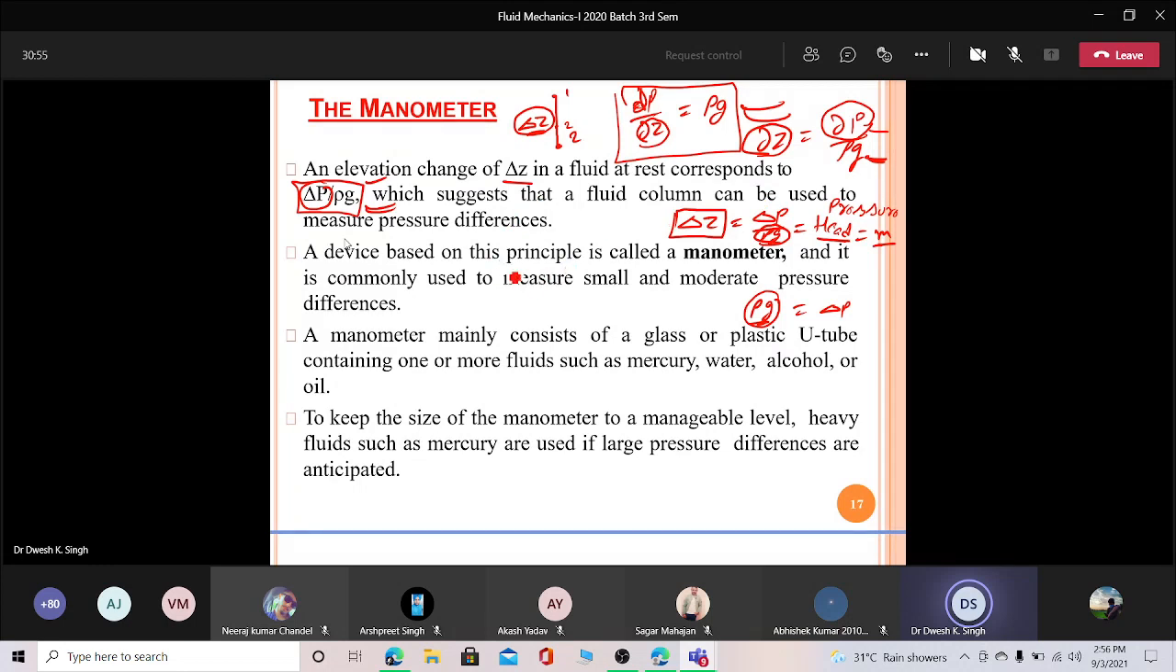So a device based on this principle, as it is written here, is called a manometer, and it is commonly used to measure small to moderate pressures. Actually, the piezometer is used for small pressures, and the manometer is from small to moderate type, not a very high pressure. It is used for the moderate type. And a manometer mainly consists of a glass U-tube.